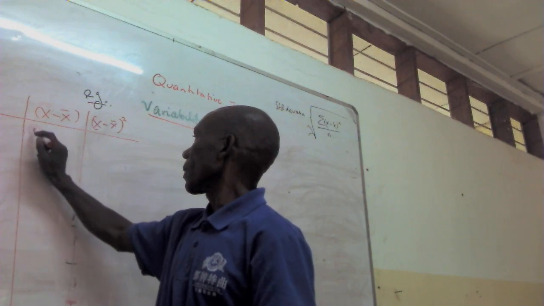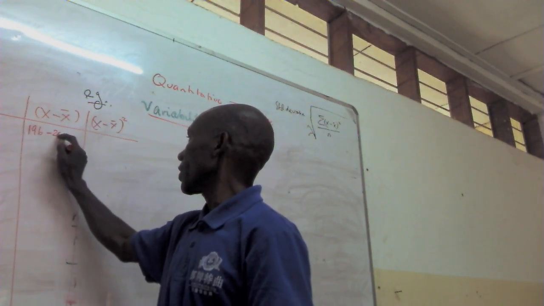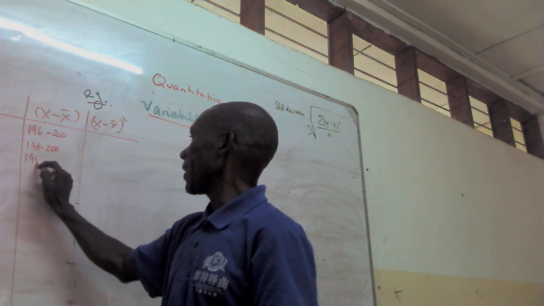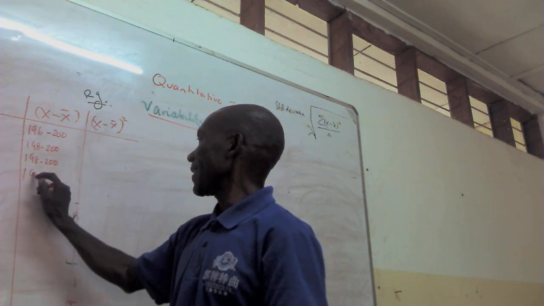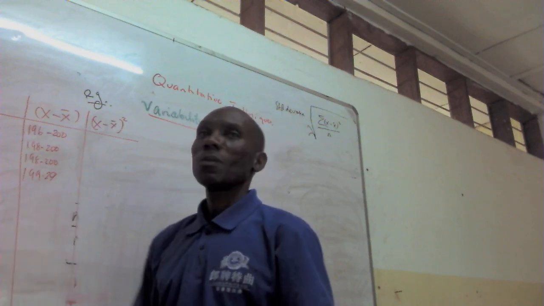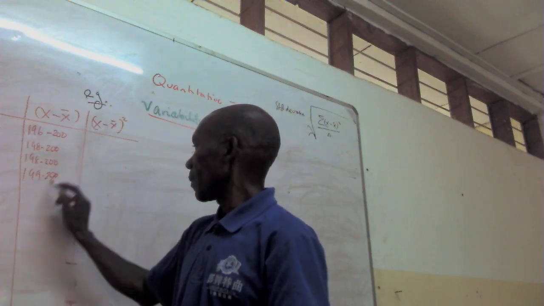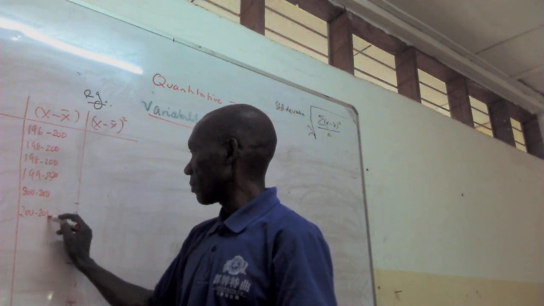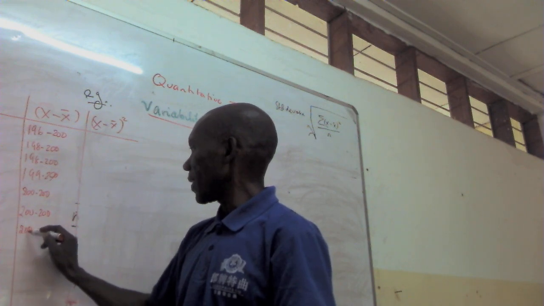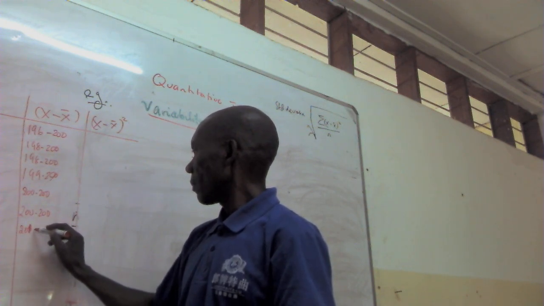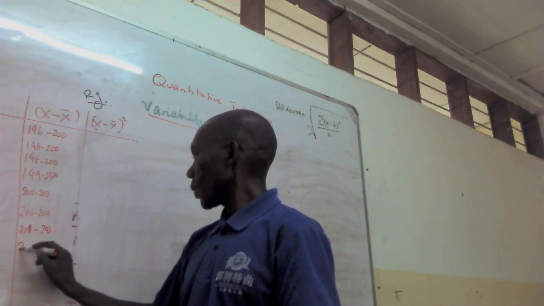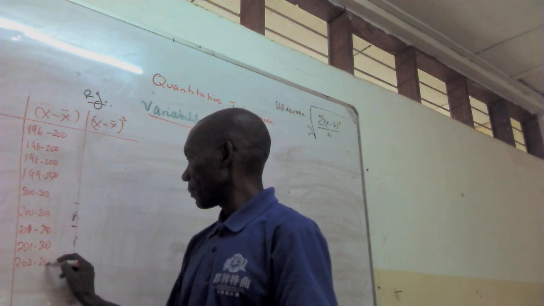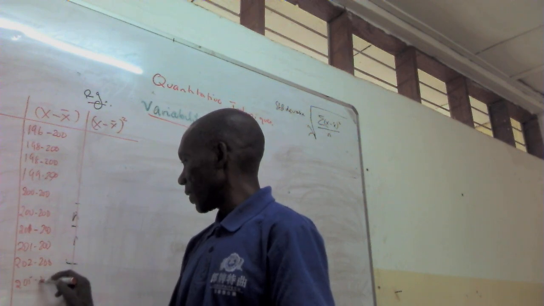For the first one, 196 minus 200, 198 minus 200, 198 minus 200, 199 minus 200, 200 minus 200, 200 minus 200, 200 minus 201, 201 minus 200, 202 minus 200, 205 minus 200.